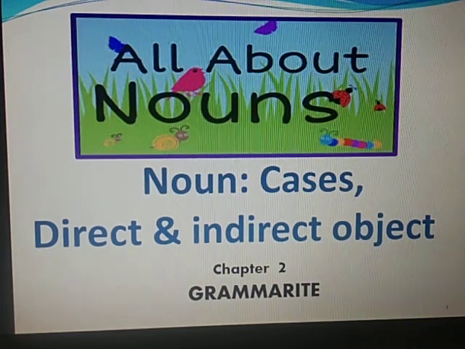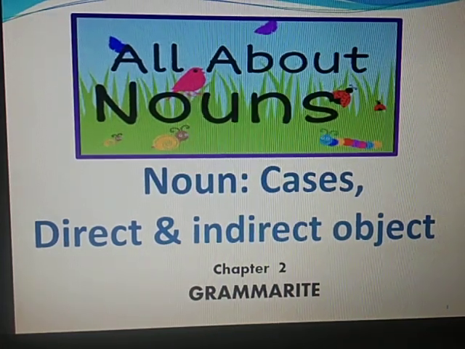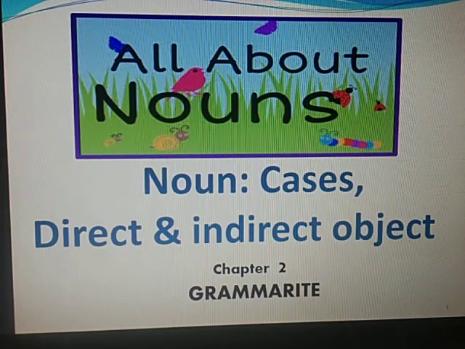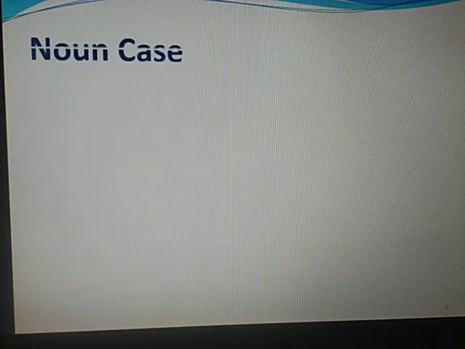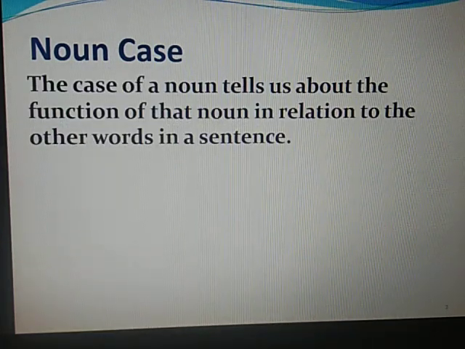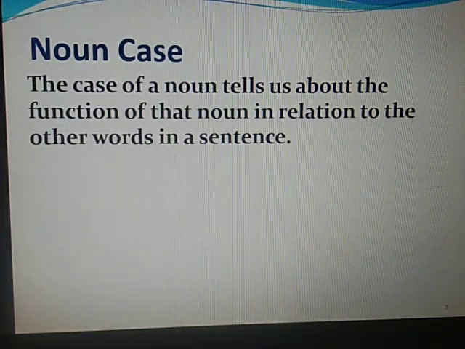Children, another class. Today we will do nouns, and we will deal with the topics cases, direct and indirect object. We will first see noun case. The case of a noun tells us about the function of that noun in relation to the other words in a sentence.